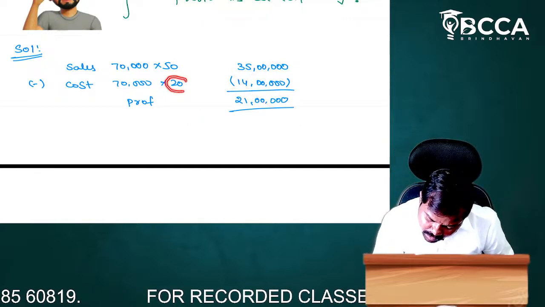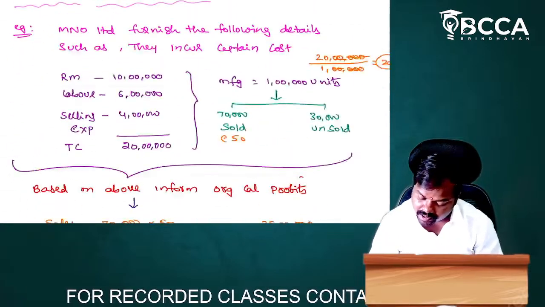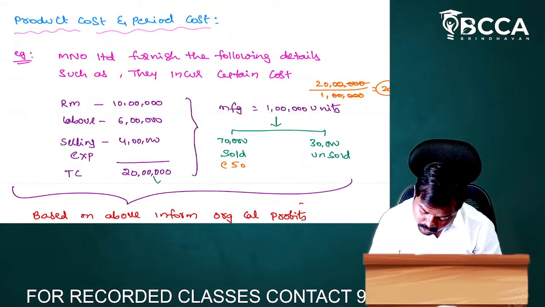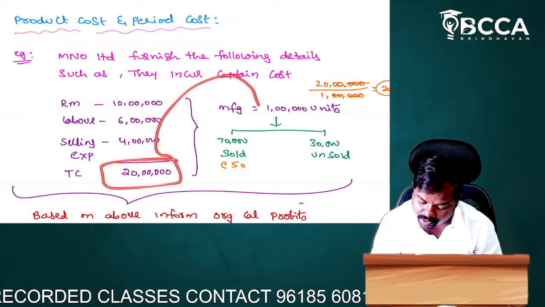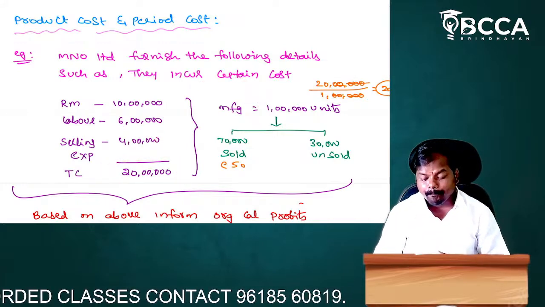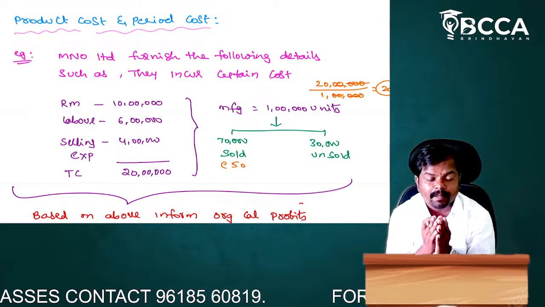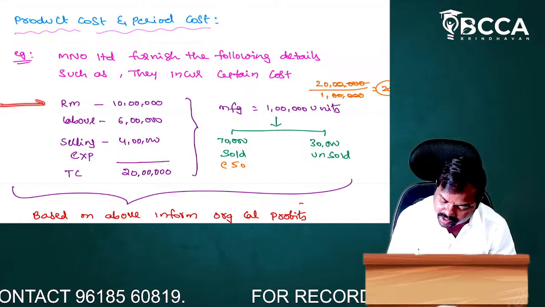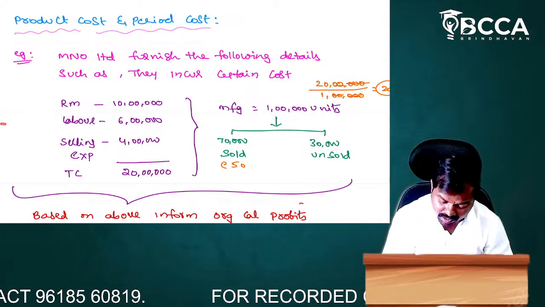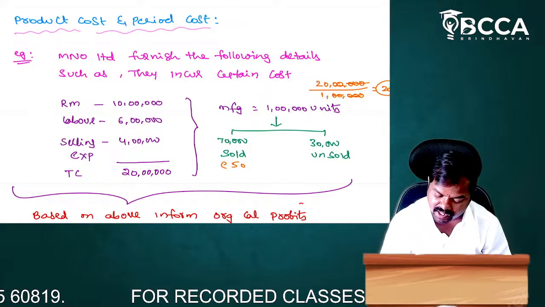How did they arrive at 20? They calculated it. They spent 20 lakh for production of 1 lakh units. But you are forgetting the principle. How to arrive at 20 lakh? They spent 10 lakh on raw material, 6 lakh on labor, and 4 lakh on selling expense.